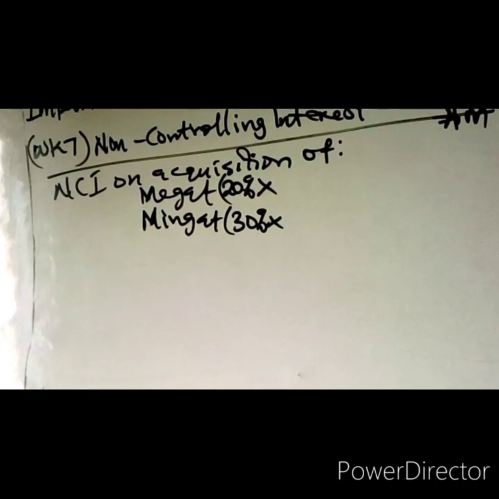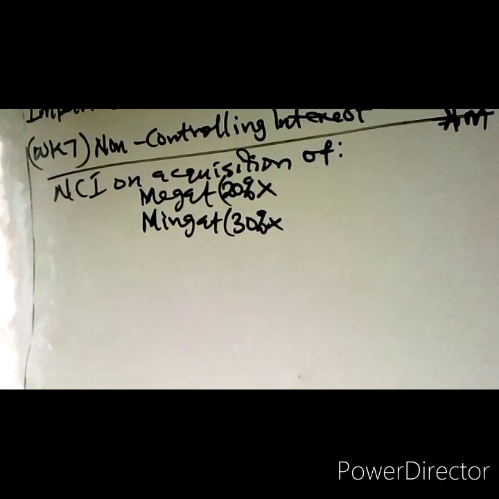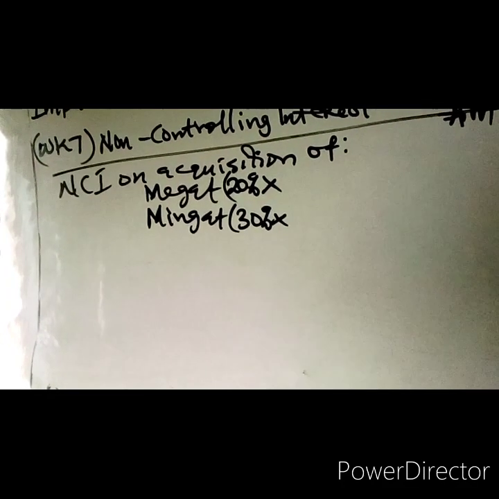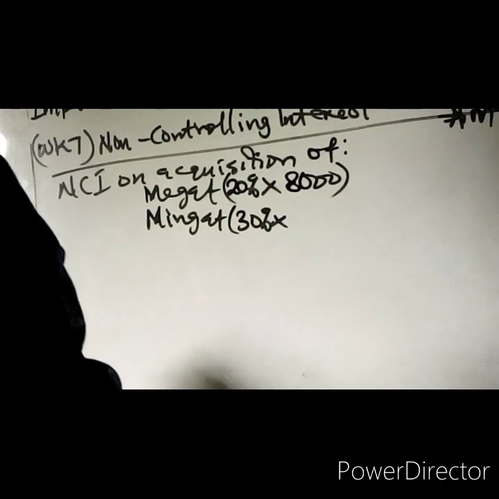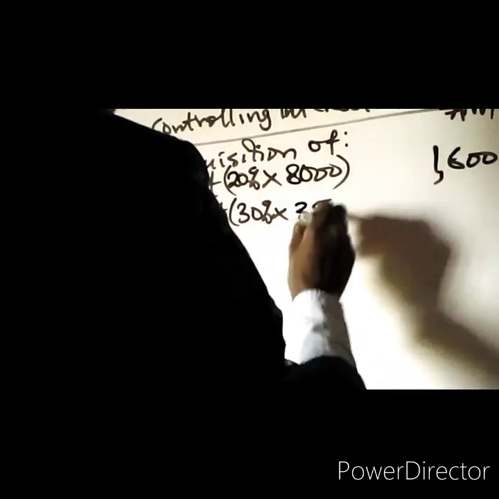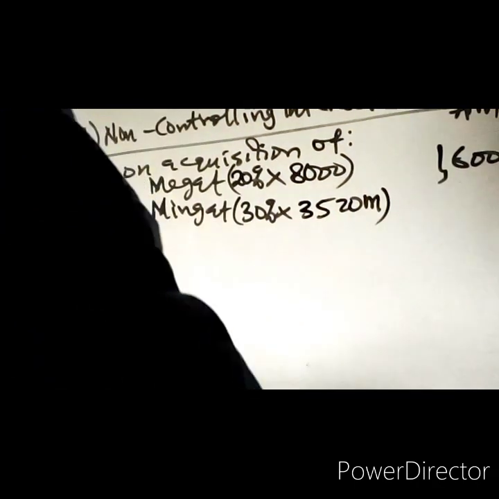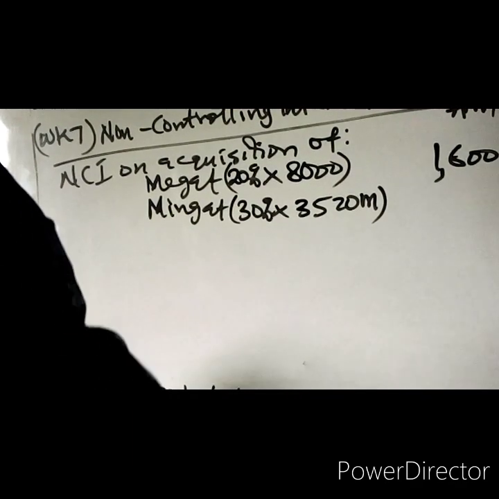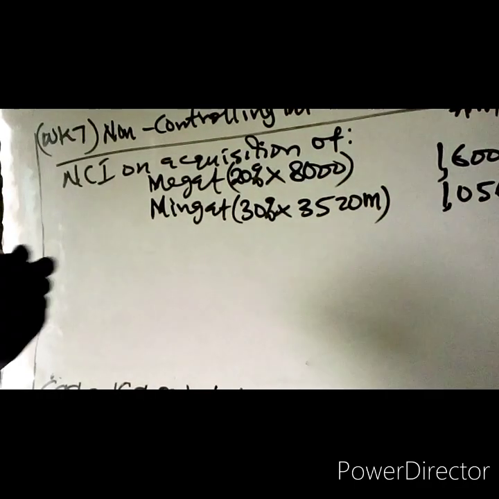So net assets on acquisition of Megat is 8,000. 20% of 8,000, and that will give us 1,600. On acquisition of Mingat, the net assets is 3,520. 30% of that, 3,520, and that gives us 1,056.